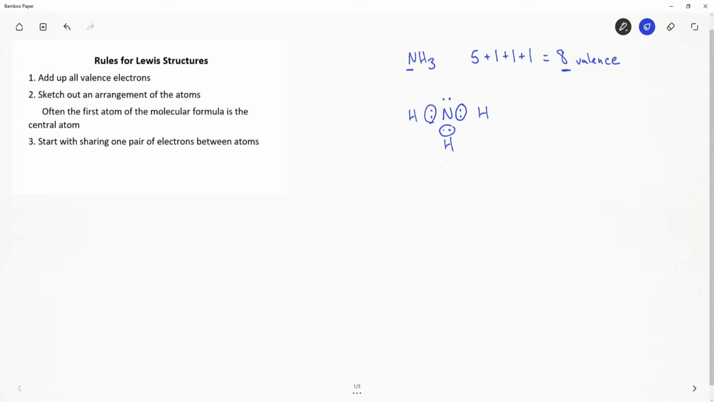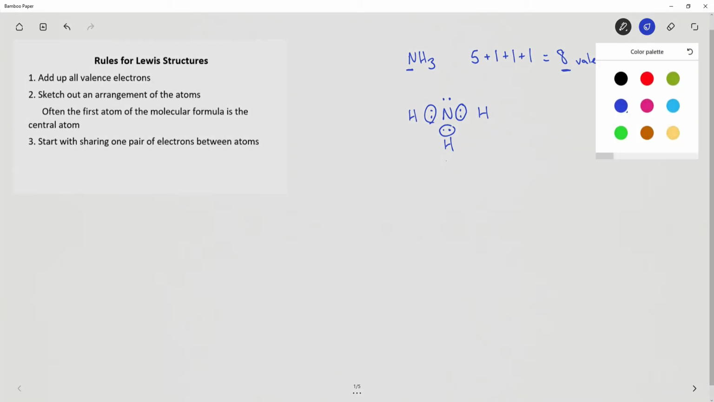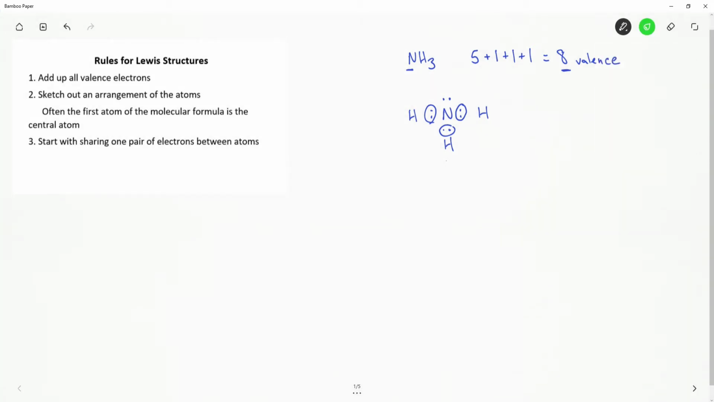Okay, now I need to check and see if this is a valid Lewis structure. So I'm going to switch colors here. I'm going to go to my green. And I need to make sure that all octets are satisfied. So I'm going to go with the nitrogen first. If I look at the number of electrons around this nitrogen, I see I have 2, 4, 6, 8 electrons. So nitrogen's octet is satisfied.